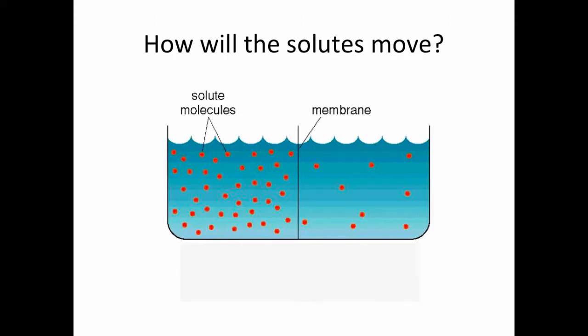So let's look at this diagram. I have the left side and the right side. So hopefully, can you tell me where there is a higher concentration of molecules? Hopefully you picked the left, and that would mean the right side has a lower concentration of molecules. Where are they going to move? Hopefully you're going to say they're going to move from left to right, and you got that correct.